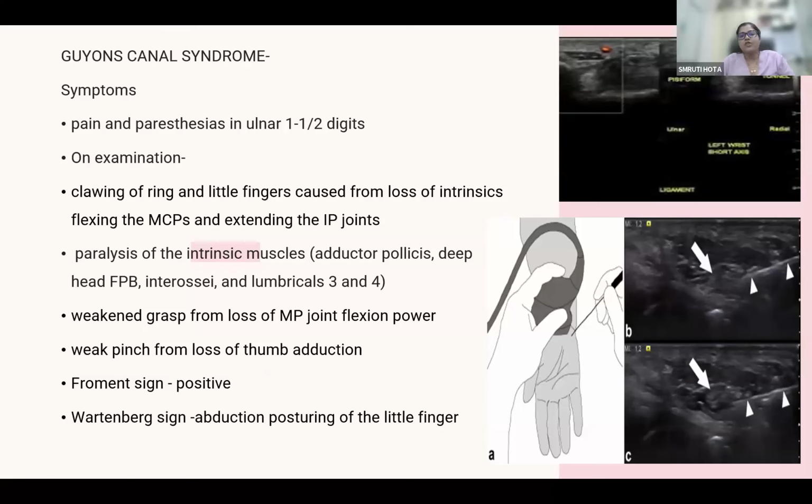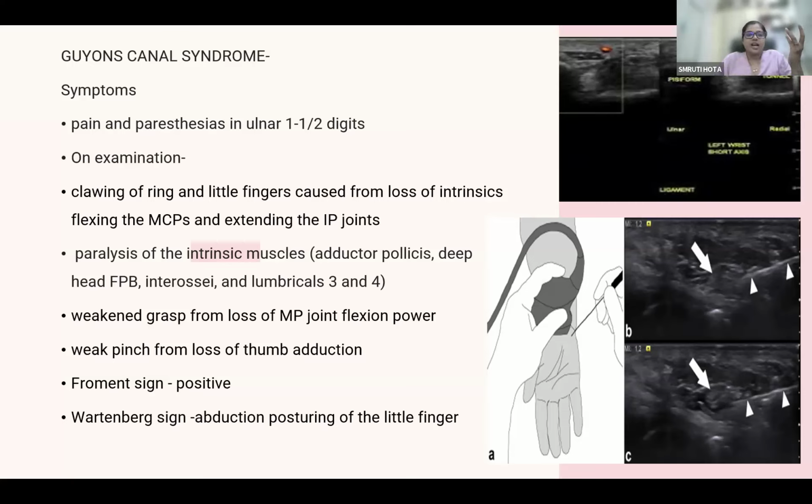Then coming to Guyon's canal syndrome, and sir has shown the Guyon's canal very nicely. I'm not going into the anatomy because all of you are clear about the boundaries of Guyon's canal, roof, floor, because this anatomy is very important for all your competitive exams, and you need to remember this. So I'm directly coming to the signs and symptoms. Here, pain and paresthesia in the ulnar 1.5 digits, the little finger and ring finger. These 2 fingers will be affected.